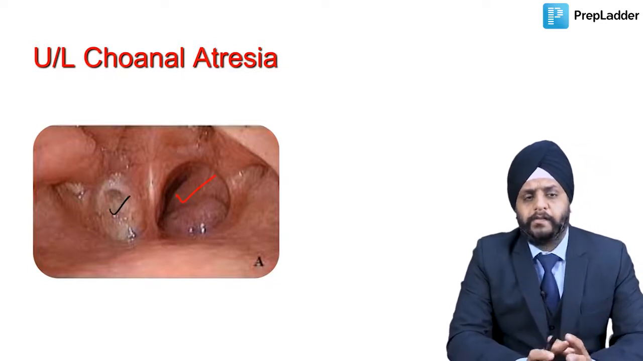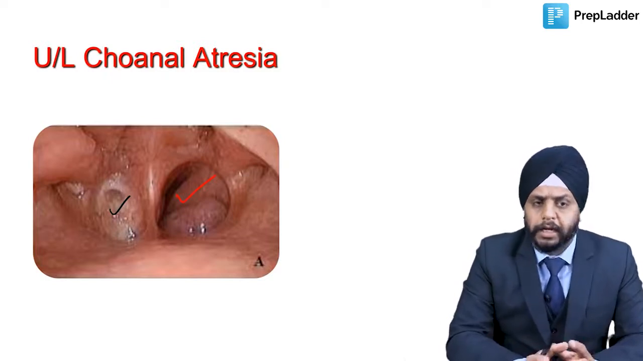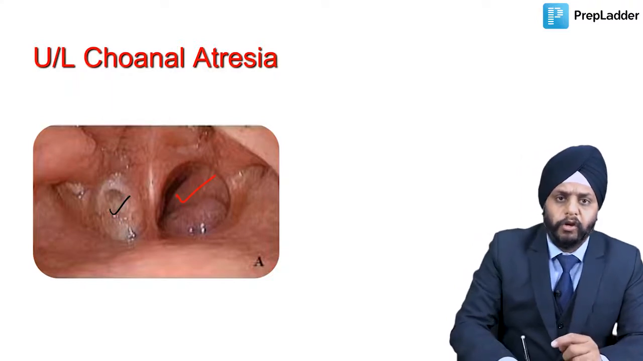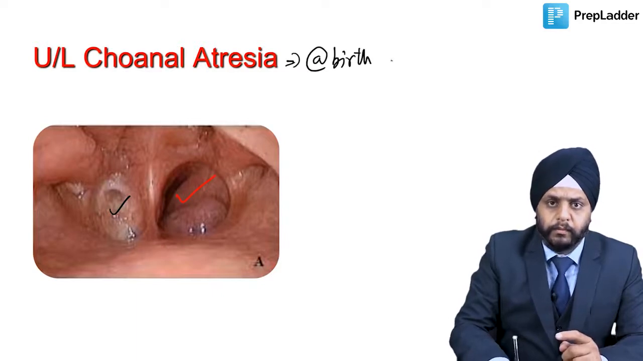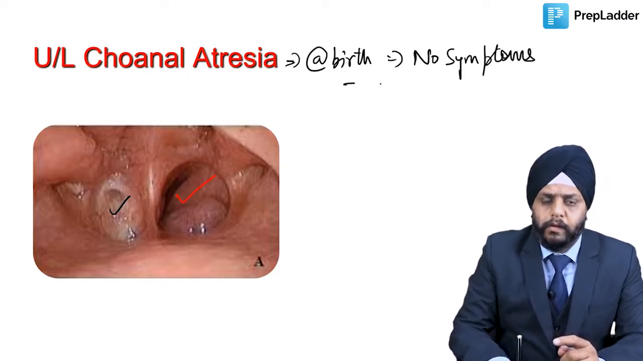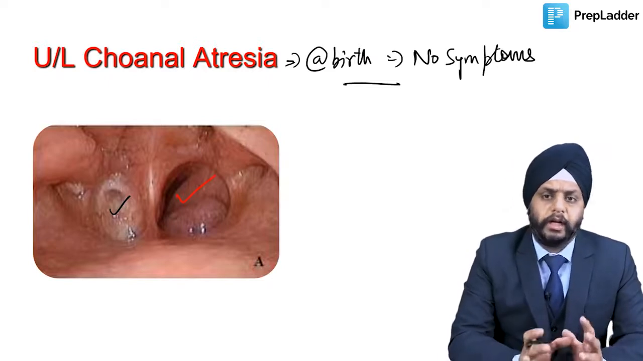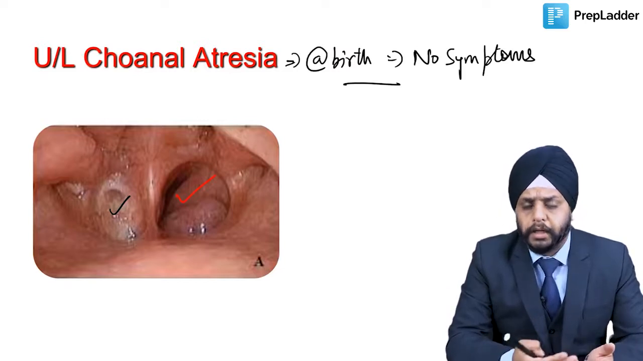Now how will this child present to us? Remember, this child at the time of birth will not have any symptoms. So at birth there will be no symptoms. This unilateral choanal atresia will escape detection at the time of birth. Now the child will come to you in a later age group.